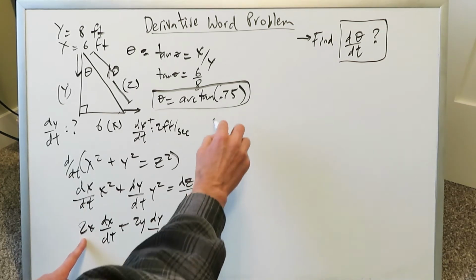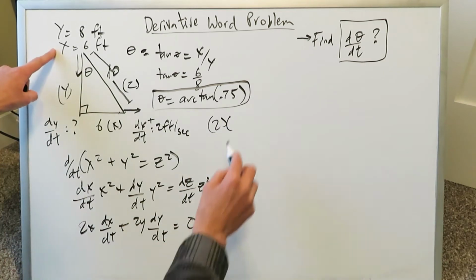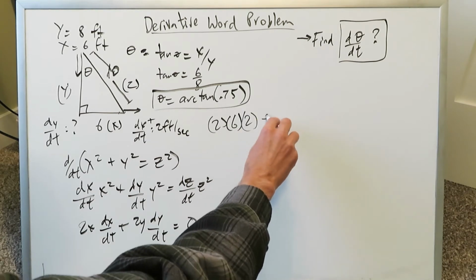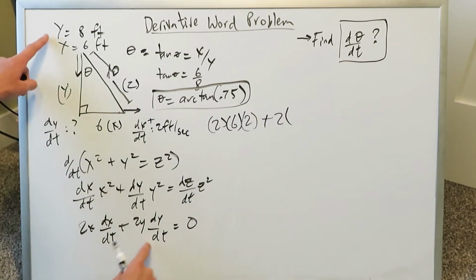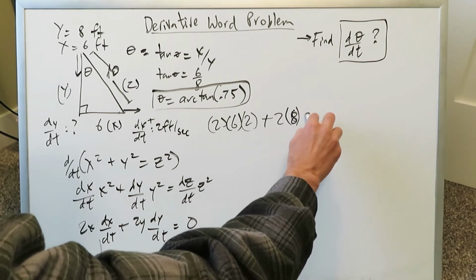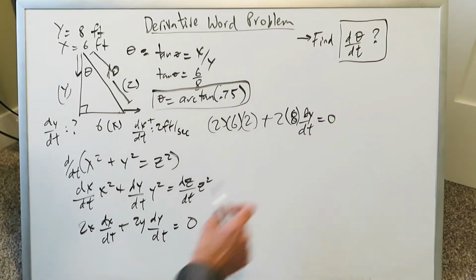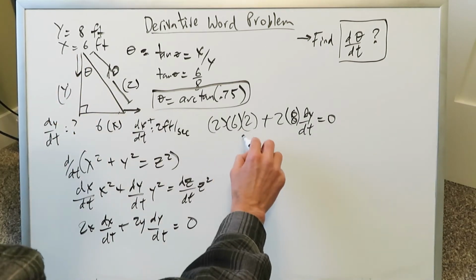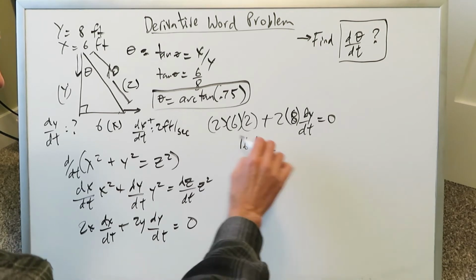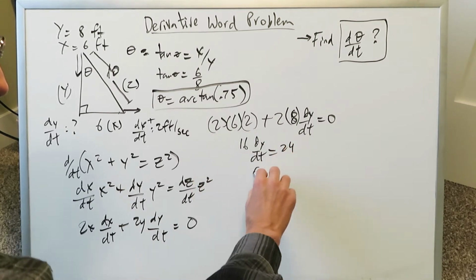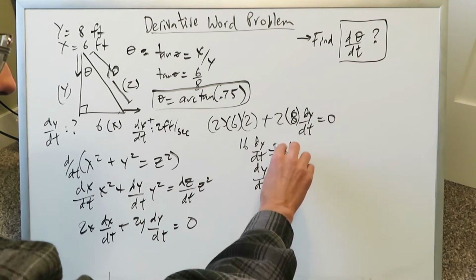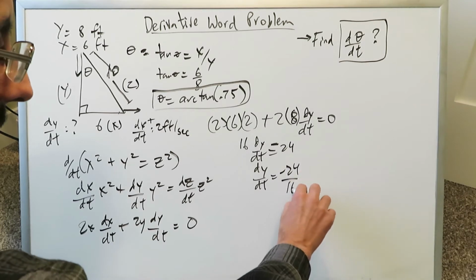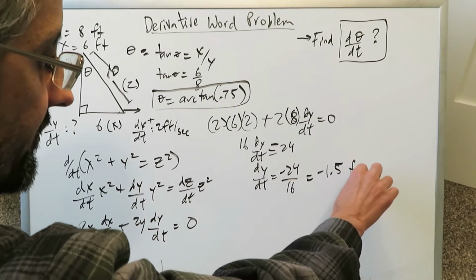We'll put in our missing values here. We have a 2, we have an x dimension here of 6, we have a rate of change of x of 2 feet per second, plus we have a 2, we have a y value here of 8, and we're calculating this rate of change of y, and this rate of change must be negative because this y dimension will get small with time. Here we have 16 dy over dt is equal to 2 times 2 is 4 times 6, 24, and then when on the other side, it became a minus 24. Minus 24 divided by 16 is a minus 1.5 feet per second.